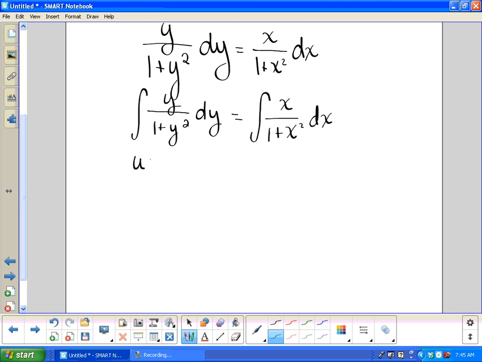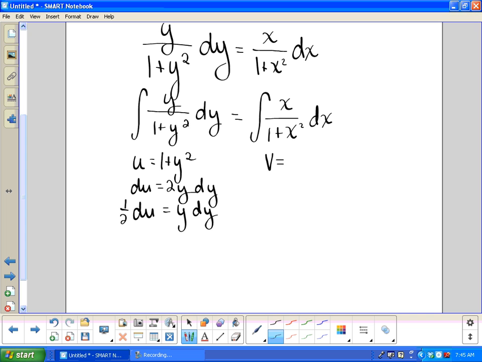So I'm going to let u equal 1 plus y squared. Then du is 2y dy, so 1/2 du is equal to y dy. And I have y dy, so I'm good. I'm going to use v on the right-hand side so there's no confusion. So v is going to be the denominator, 1 plus x squared. This is pretty redundant, but dv is 2x dx, and then 1/2 dv is equal to x dx.